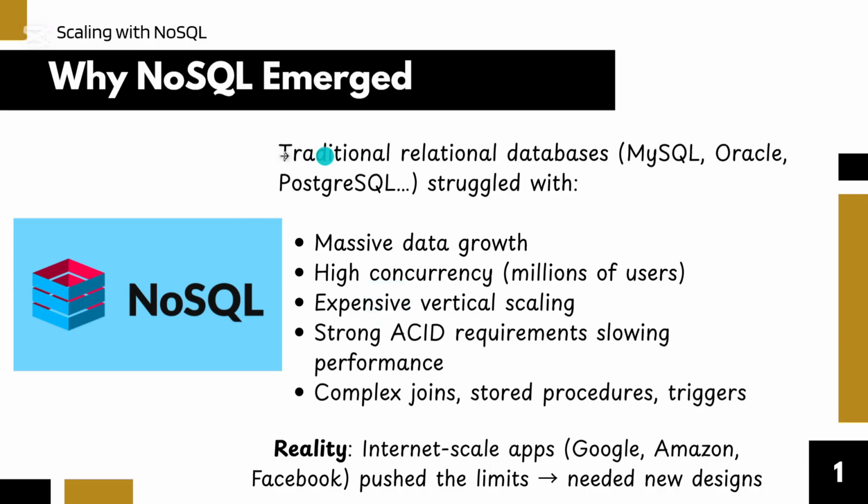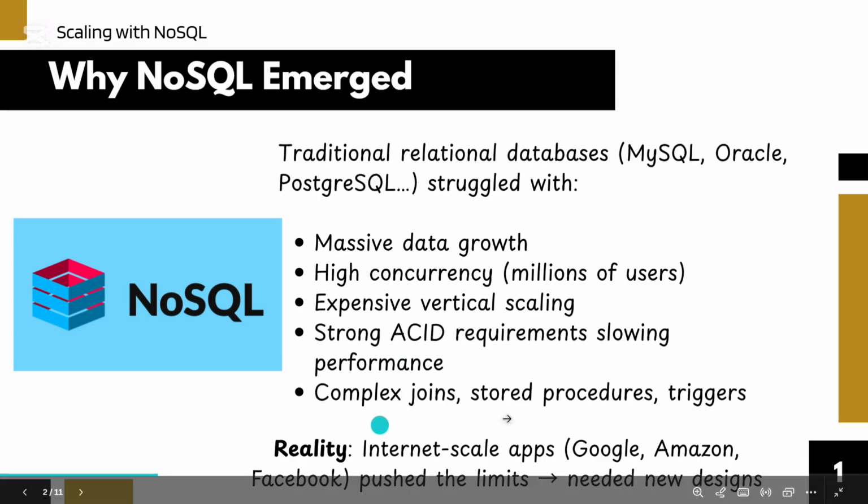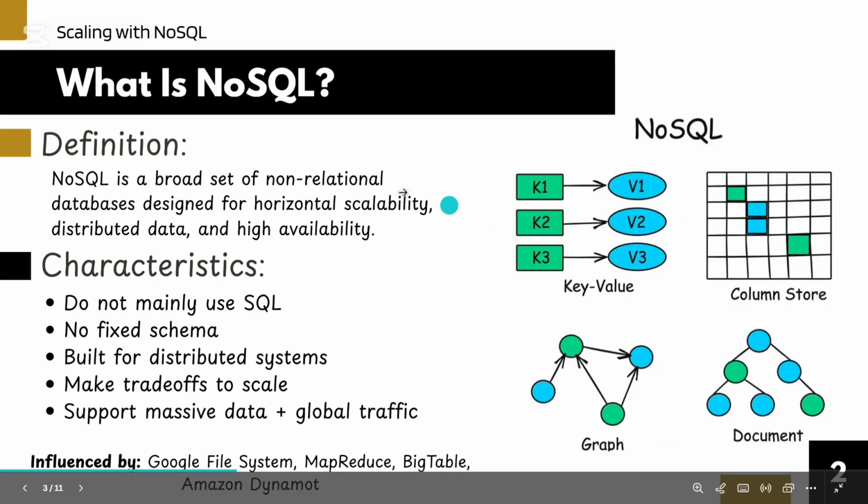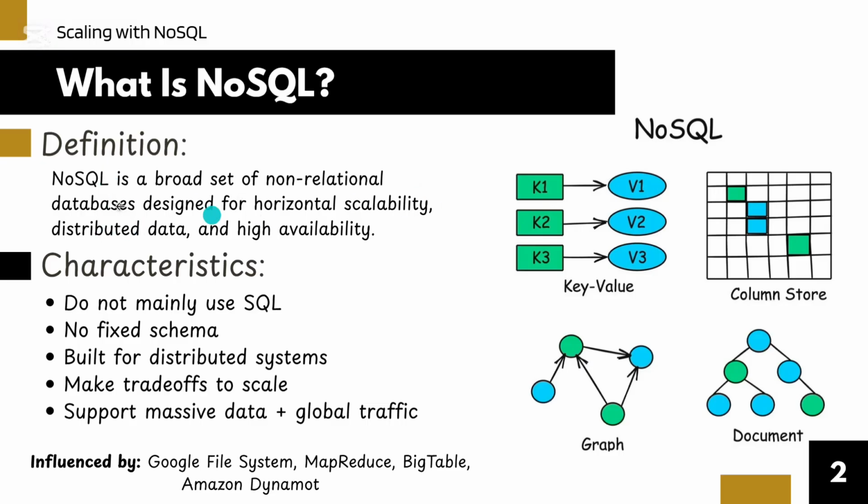Why NoSQL emerged? Let's begin with why NoSQL databases emerged. Traditional relational databases such as MySQL, Oracle, and PostgreSQL work well for smaller, structured applications, but they start to struggle when systems grow to an internet scale. The challenges include massive data growth, handling millions of concurrent users, high cost of vertical scaling, performance limitations caused by strict ACID compliance, and heavy operations such as complex joins and stored procedures. Companies like Google, Amazon, and Facebook pushed these systems to their limits. Their needs for global user traffic, huge data sets, and real-time performance made it clear that a new approach was required, and that's what led to the rise of NoSQL.